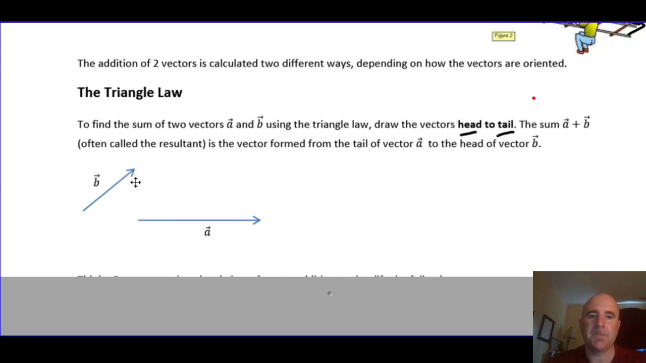Now, with the vectors drawn head to tail. These vectors are not drawn head to tail right now. But keep in mind that vectors don't have position. They just have magnitude and direction. So you can redraw vectors wherever you want.